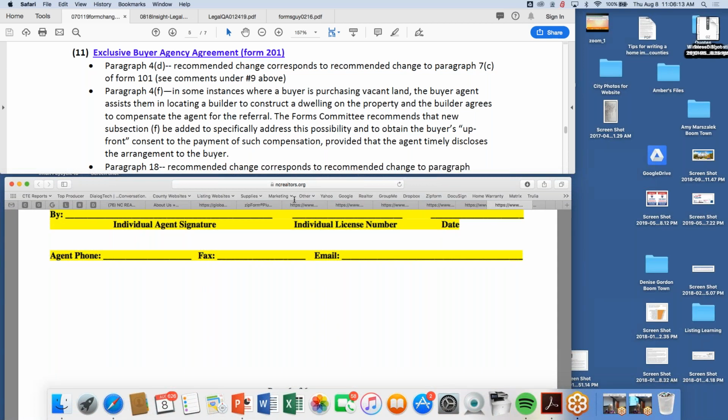Okay, so the non-exclusive buyer agency, I'm not going to go through that because I don't think most of us use a non-exclusive buyer agency. But what I will say is on the non-exclusive buyer agency, it basically makes the same changes as the exclusive buyer agency agreement. Any questions there?